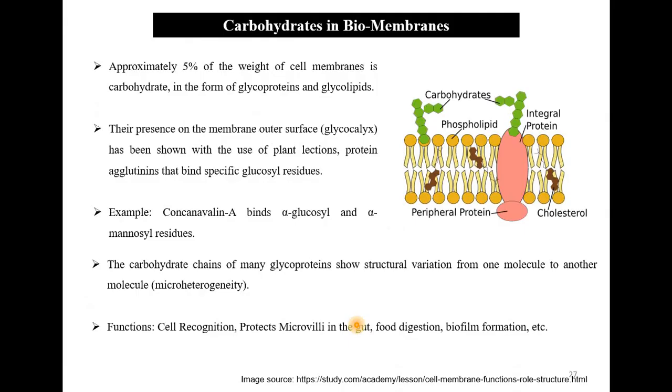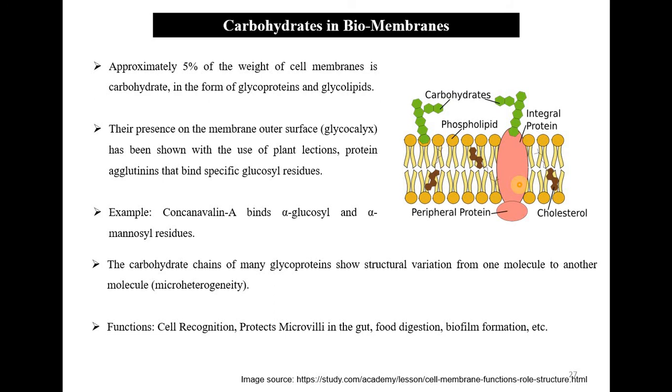Now we'll talk about the third component of the biomembrane, which is not a major component, but approximately 5% of the weight of the cell membrane is carbohydrate, which is present in the form of glycolipids and glycoproteins. If you look at the structure here, these are the carbohydrate moieties which are attached to the integral proteins. Their presence on the membrane outer surface has been shown with the use of plant lectins, protein agglutinins that bind specific glucosyl residues. For example, concanavalin A, which binds alpha glucosyl and alpha mannose residues. Carbohydrate chains of many glycoproteins show structural variation from one molecule to another.